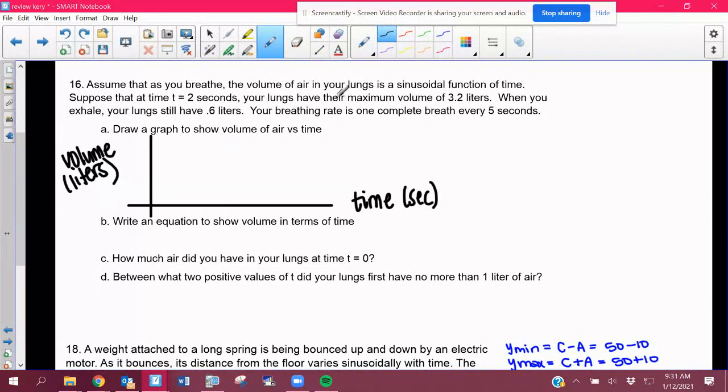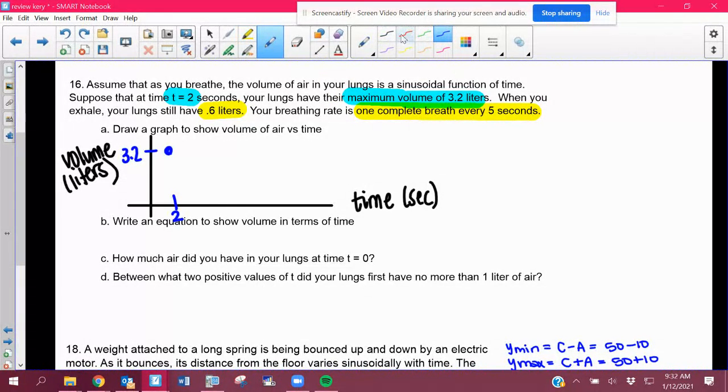And then I'm going to start plotting what I see in this problem. It says at time equals 2, your lungs have their maximum volume of 3.2 liters. So if I plot that point, time equals 2, I should have the highest point on the graph of 3.2. When you exhale, your lungs still have 0.6 liters. I would hope that you never were completely out of air in your lungs. That would be upsetting.